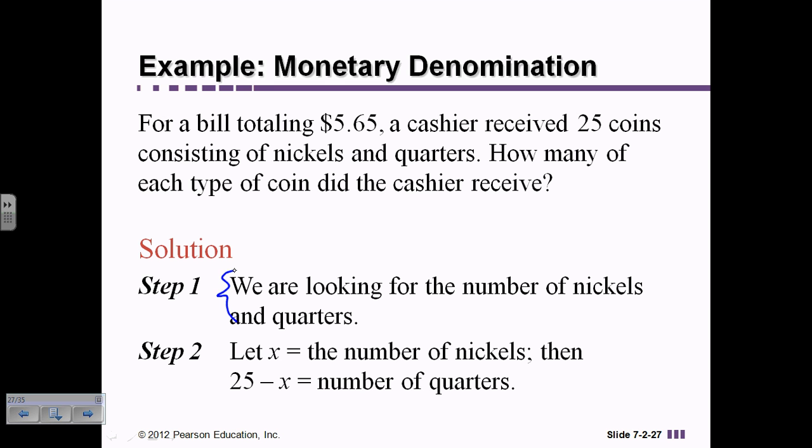So what we have to do first of all is decide, and it doesn't matter how you decide it. We decided that x would be the number of nickels. I could have very easily said x is the number of quarters. It doesn't make any difference. But I said x was the number of nickels. So since I was given 25 coins to start with, the number of quarters is 25 minus x.